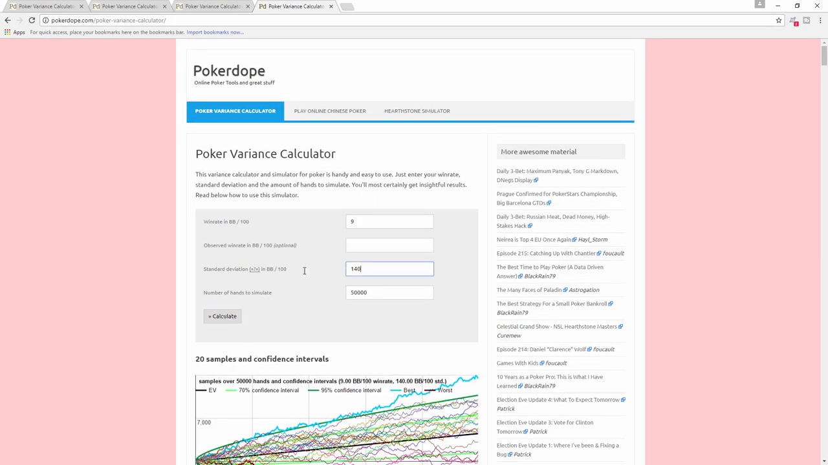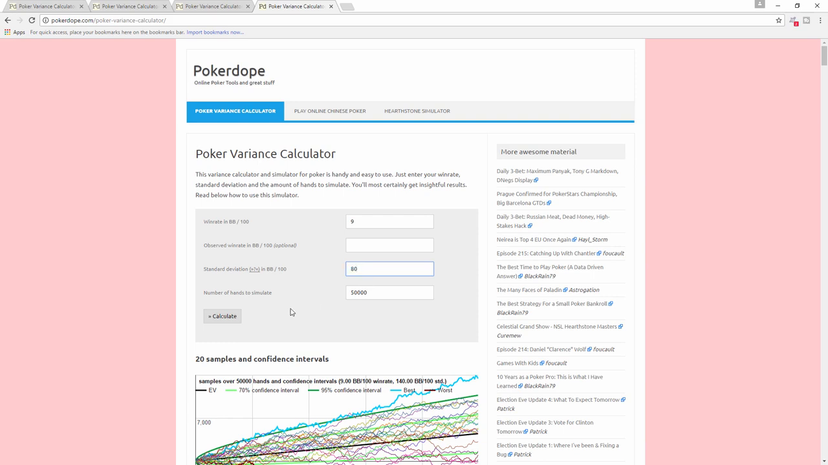So standard deviation is really a function of how good you play and also how aggressive you play. Because if we play high variance plays and we're good at what we're doing, we know we're going to get in these situations that kind of give us rocky results sometimes. But in the long run, we know they're going to work out for us.